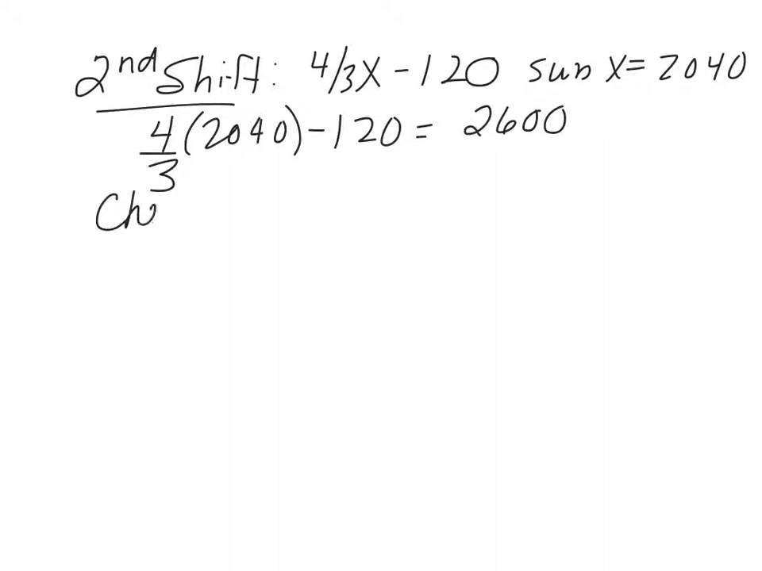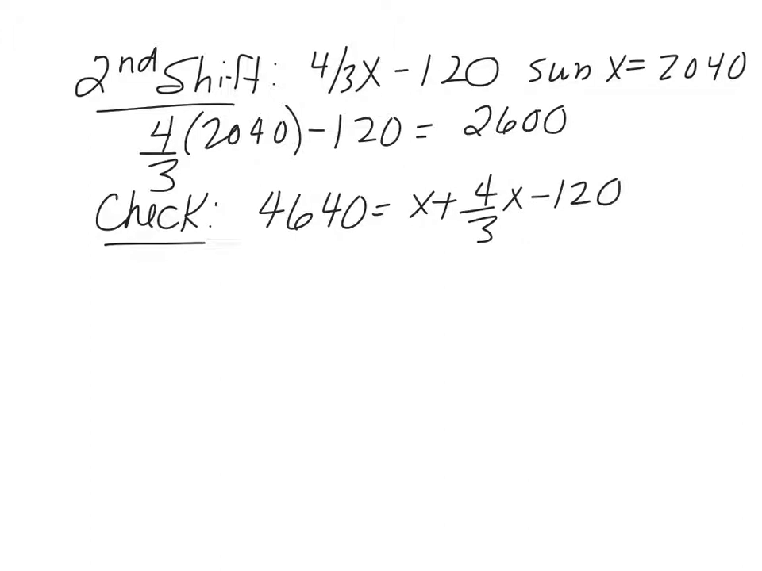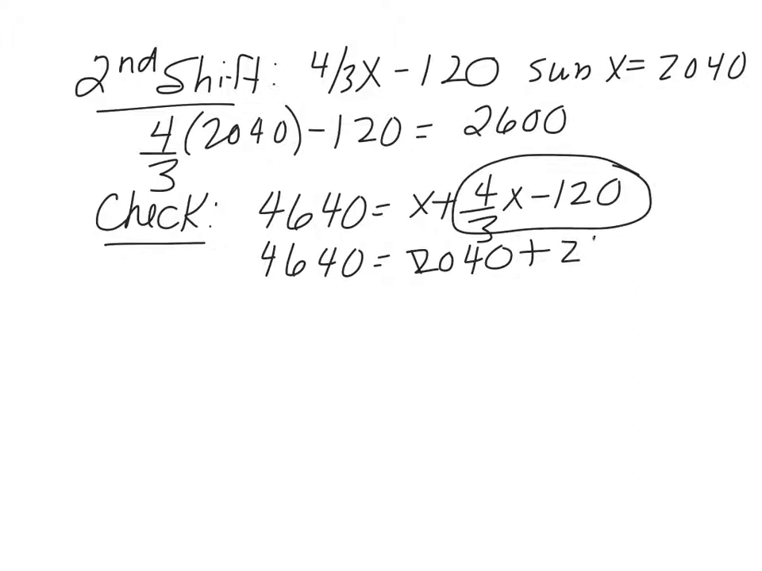However, before we answer the question, we want to check back in our original equation, which was 4,640 is equal to x plus 4/3 x minus 120. So 4,640 is equal to 2,040 plus this part we just did. So we're going to put 2,600. So we have 4,640 is equal to 2,040 plus 2,600 would give us 4,640.